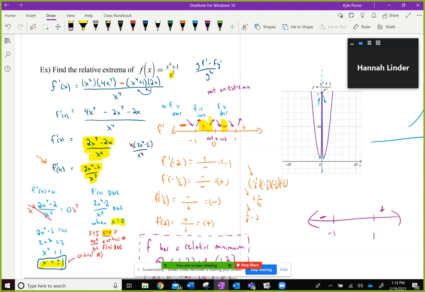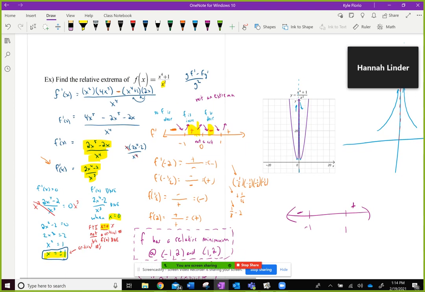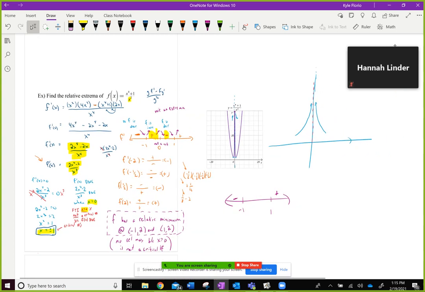I'm just wondering if there's ever going to be an equation where the place the derivative doesn't exist isn't going to be when x is 0. Sure. If the derivative was 1 over x minus 1, suppose I had a function where that was the derivative. The derivative does not exist at x equals 1, right? Okay, that makes sense. Good question.